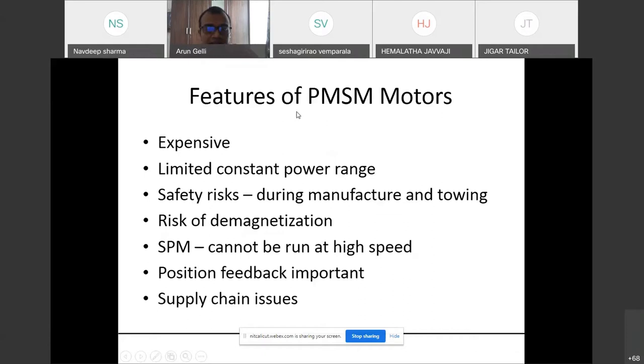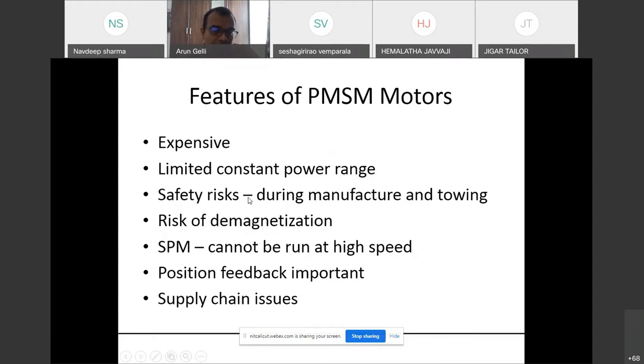On the con side, PMSM machines are expensive because of the permanent magnets that are used, and since these are rare earth metals, availability is a challenge, and there are supply chain challenges. But the industry is working on identifying alternate permanent magnet combinations. And apart from the expense, there is also a limited constant power range.